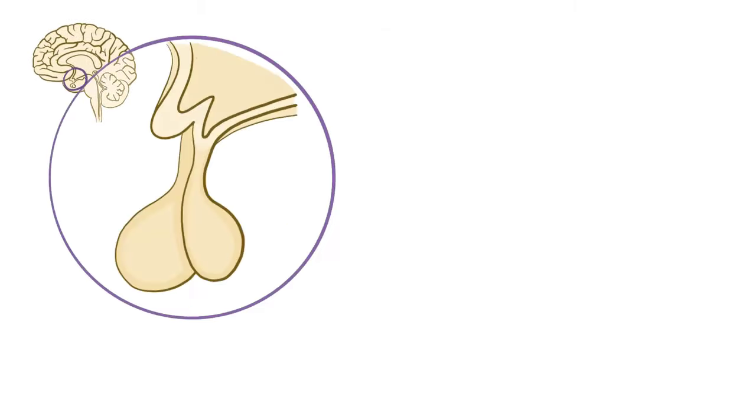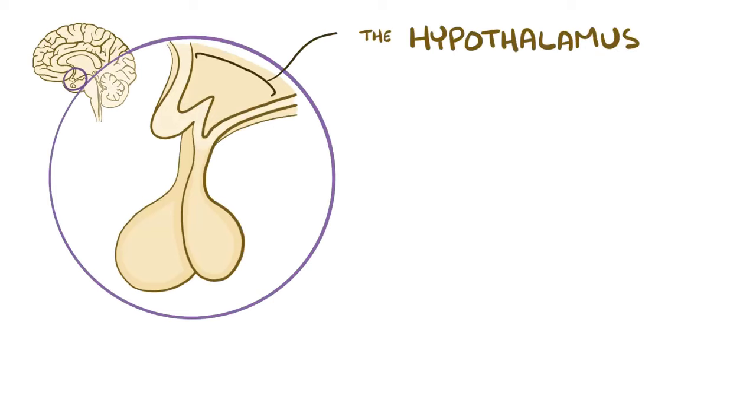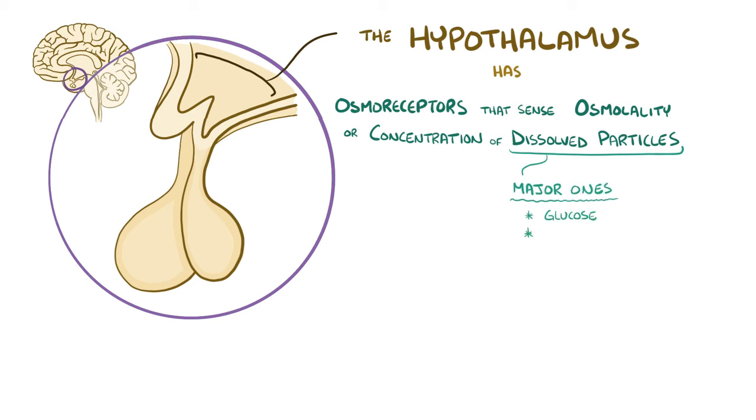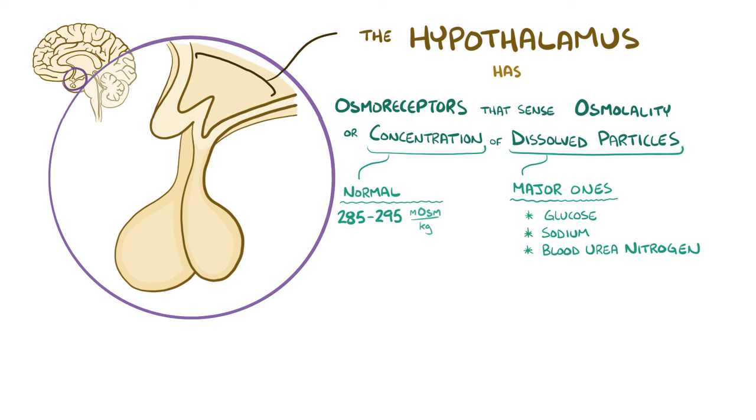Now, in the brain, there's a region called the hypothalamus. Inside the hypothalamus are osmoreceptors, which can sense the osmolality of the blood, or basically how concentrated it is. Osmolality is the concentration of dissolved particles in the blood plasma, or the liquid portion of blood. There are a number of dissolved particles in the blood plasma, but the major ones are glucose, sodium, and blood urea nitrogen. A normal osmolality is between 285 and 295 milliosmoles per kilogram.